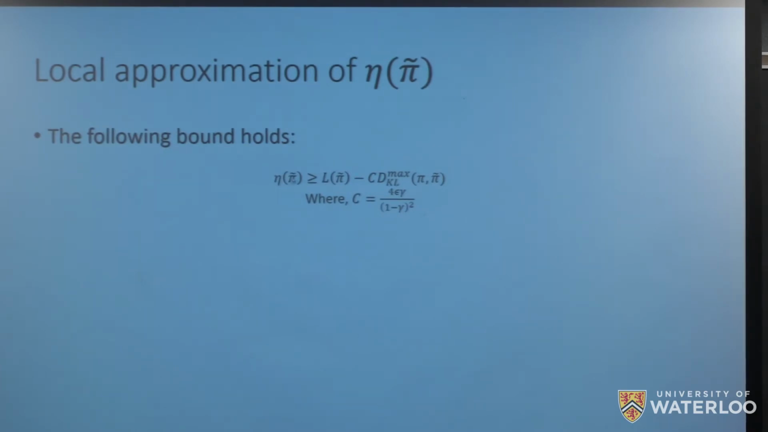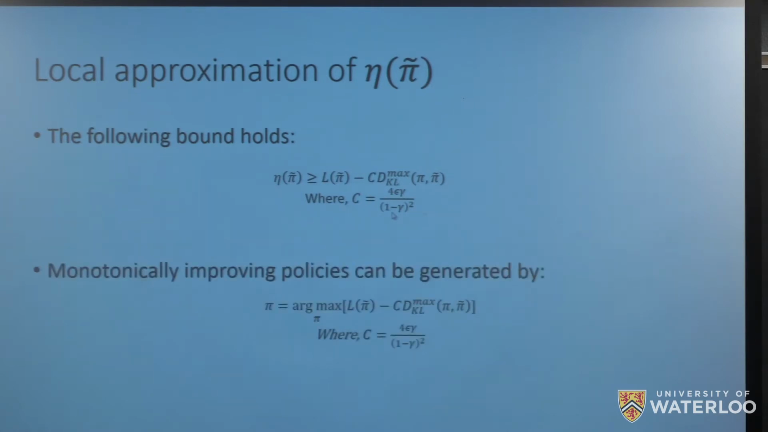So this is the identity that already exists, and it says that the actual expected return is greater than the local expected return minus this particular KL divergence, the maximum of the KL divergence between the new policy and the old policy, where C is this particular value. So we can always monotonically improve the policy if we can sample the policy using this function. If we just take the argmax of a policy that satisfies this equation, that means we are within the bound of the expected return of the new policy.